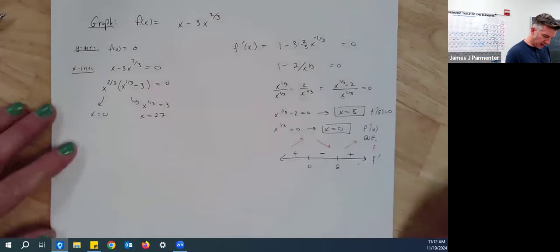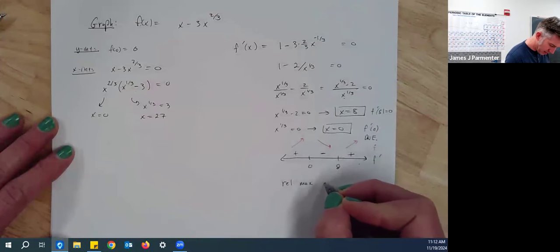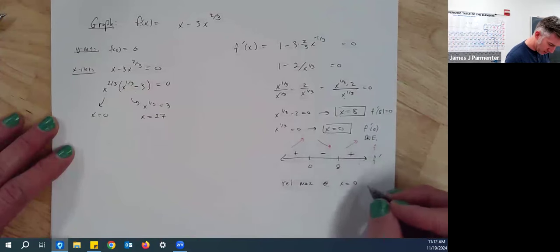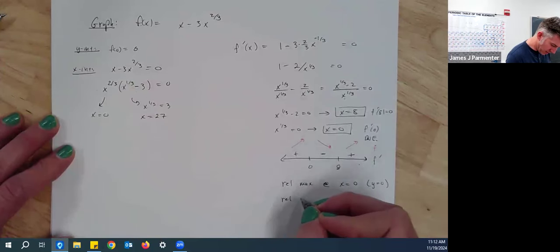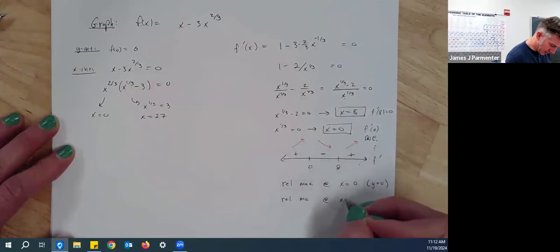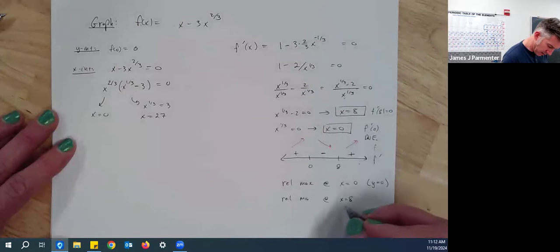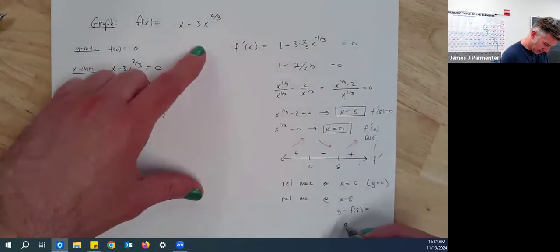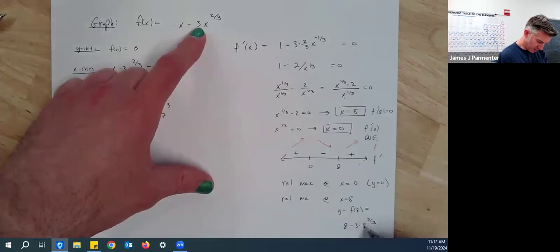Which then tells me that I must have a relative maximum at x equal to 0. We already know the y value there is also 0. We have a relative minimum at x equal to 8. And we would find the y value by plugging in 8 to the original function. So the y value here would be f of 8, which is going to be 8 minus 3 times 8 to the 2/3. 8 to the 2/3 is 4. 8 minus 3 times 4 is 8 minus 12, which is -4.